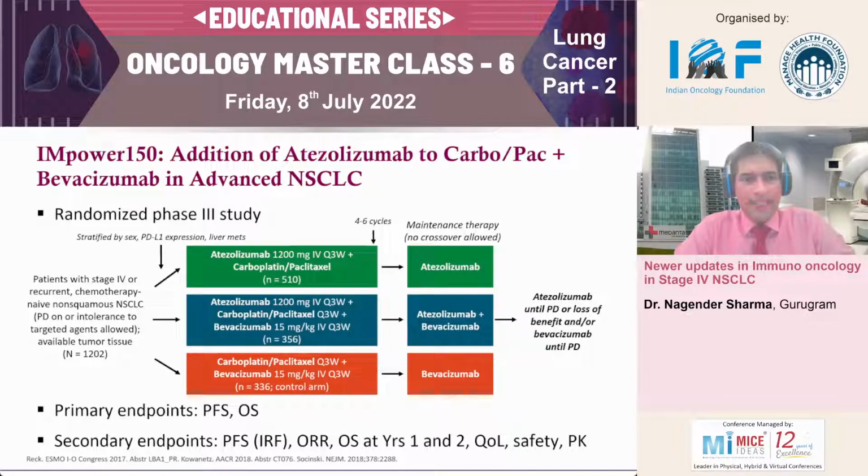So all those patients who are in stage 4 or recurrent chemotherapy-naive non-squamous NSCLC were taken into consideration, and maintenance therapy was allowed. No crossover was permitted, and those patients who have got a complete response or partial response were continued on atezolizumab monotherapy in the first arm, atezolizumab plus bevacizumab in arm 2, and for arm 3 only bevacizumab was used as maintenance. Atezolizumab was used until progression or unacceptable toxicity. The primary endpoints of this trial were PFS and OS, and secondary endpoints were PFS, objective response rate, and overall survival.